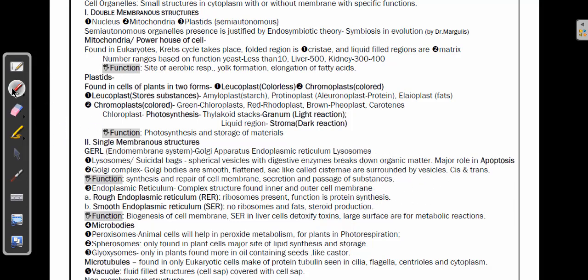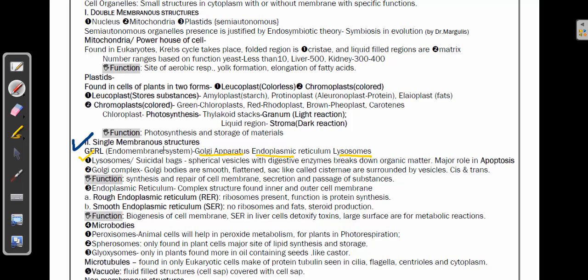Alright, so that's about the first set of organelles, the double membranous structures. Now we look at the single membranous structures. The single membranous structures are as follows: the GERL. Remember, GERL is nothing but the endomembrane system. It is a specific system that includes three different cell organelles: the Golgi apparatus, the endoplasmic reticulum, and the lysosomes.